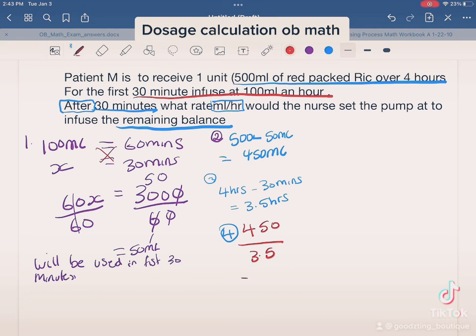So now we're going to say 450 divided by 3.5 gives us 128.57. However, at my school, I go to Broward College, we have a rounding rule. It states that you have to round to the nearest tenth place. So my answer will be 128.6 milliliter per hour, and we never forget our units.